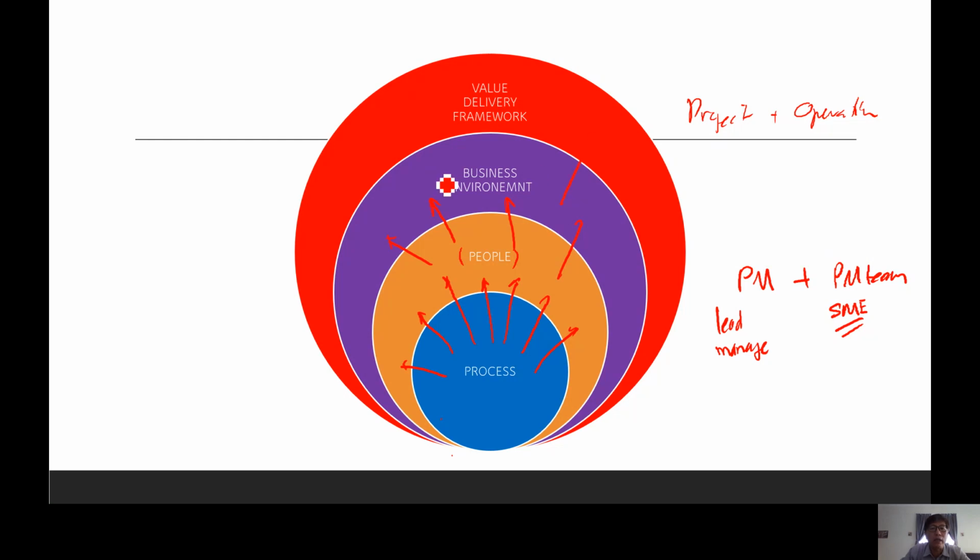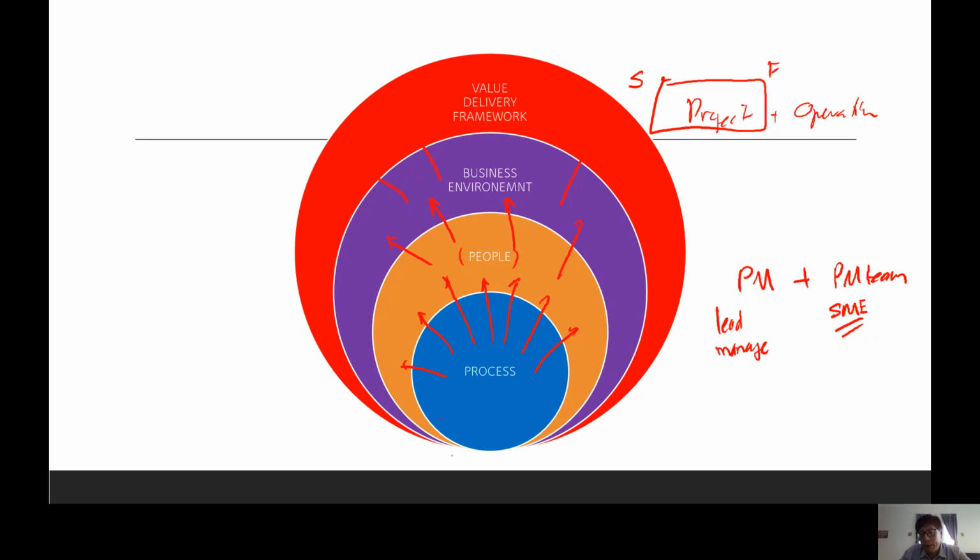Now you can see that we are moving outwards now to the value delivery part of it. The project delivers value, business value in a business environment through people using processes to follow in a systematic, compliant manner. So this is how we're going to read the Venn diagram. So the project value is being created, and that project value needs to be maintained and operated upon. So a project has a definitive timeline. It has a start, it has a finish.